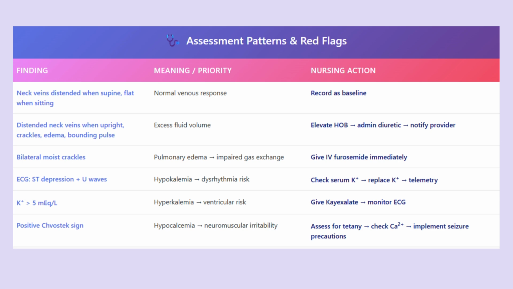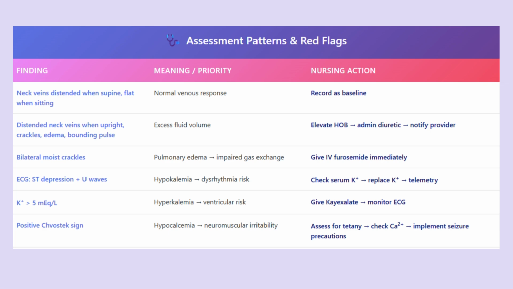Normally, neck veins are distended when a patient is lying flat and they flatten when sitting up. That's a normal finding. But if those neck veins remain distended, even when the patient is upright, or if you notice swelling, lung crackles, or a bounding pulse, those are signs of excess fluid volume. This means the body has more fluid than it can handle, and the heart is working under strain.